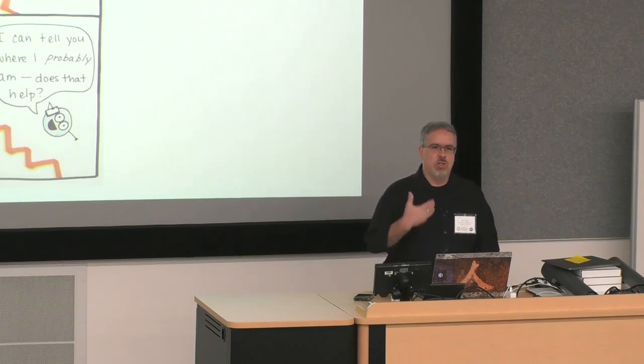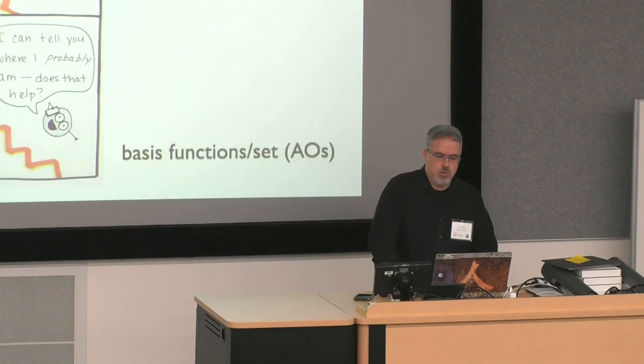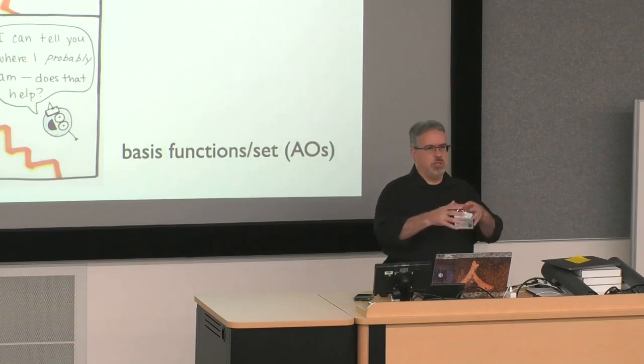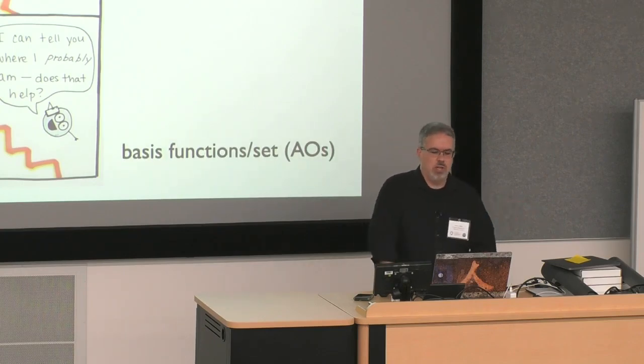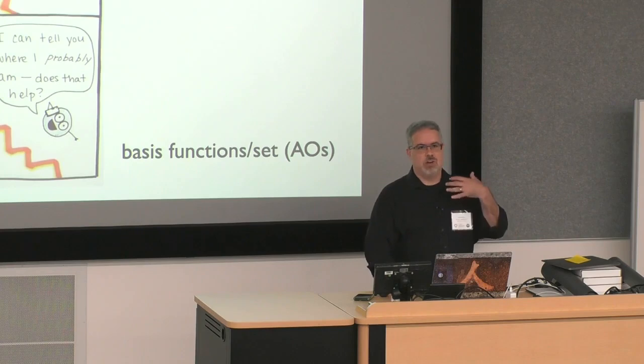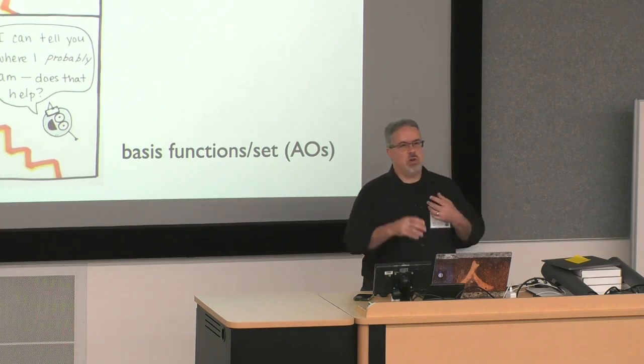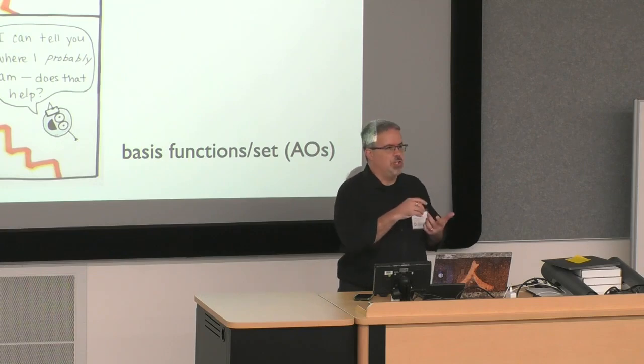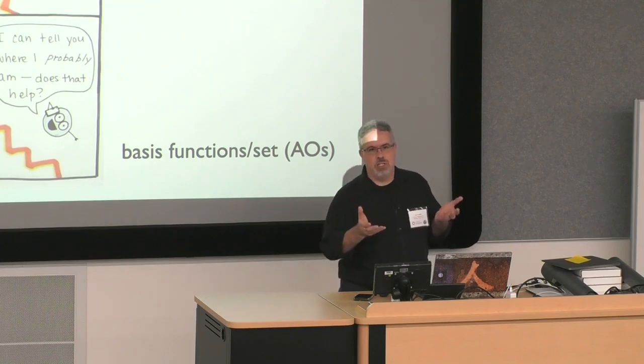And so to do this on a computer, what you do is you give the computer your guess at where the nuclei are, and then you give it something called a basis set, a set of atomic orbitals. So if you took general chemistry, these are s and p and d orbitals. If you didn't, all those orbitals are mathematical functions that are related to the probability of where the electrons are.